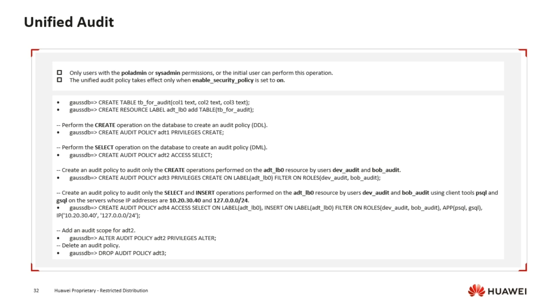Then here is a more complicated policy, ADT4, for select and insert on label ADT label 0 by dev audit and Bob audit, whose client is Python or GSQL and IP addresses are these two addresses. Besides creation, we can also manage the policy with alter and drop statements.